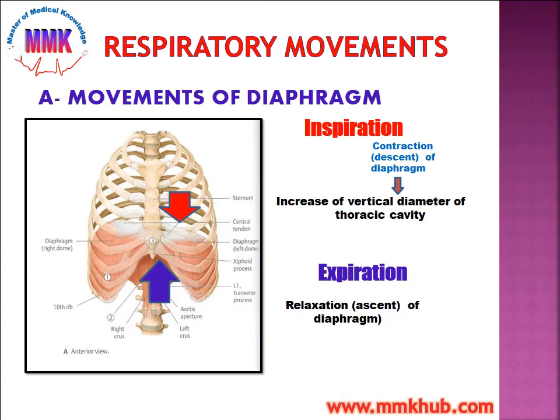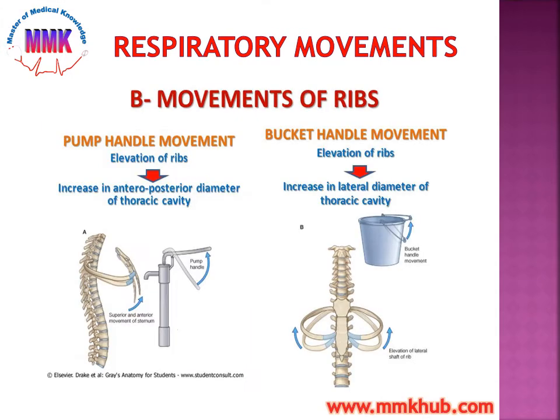Respiratory movements or mechanics of respiration. Two types of movements are responsible in the respiratory process. One is the movement of the diaphragm and second is the movement of ribs. Movement of the diaphragm can be in the downward or upward direction. When the diaphragm contracts in the process of inspiration, it leads to the descent of the diaphragm and increases the vertical diameter of the thoracic cavity. And then expiration, which is a passive process, the diaphragm relaxes and ascent of the diaphragm occurs to the original position and the air moves outside the lungs.